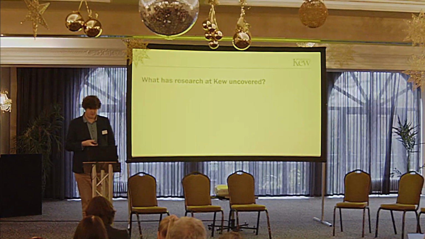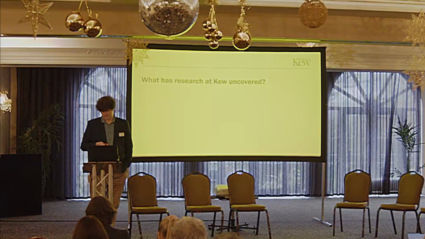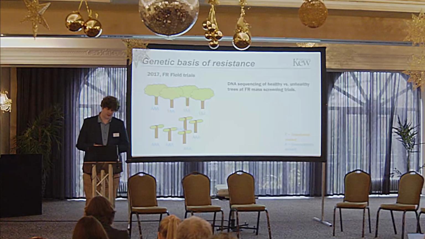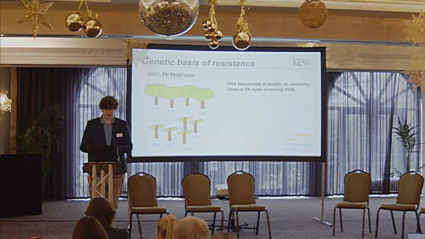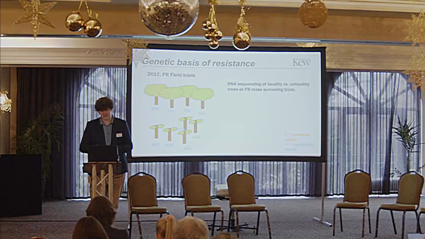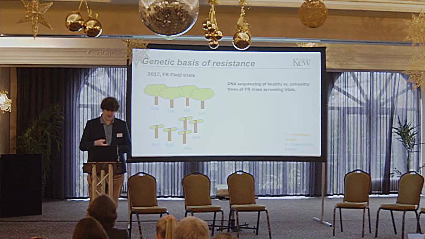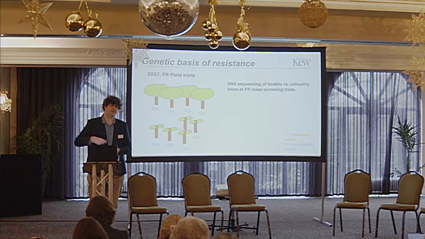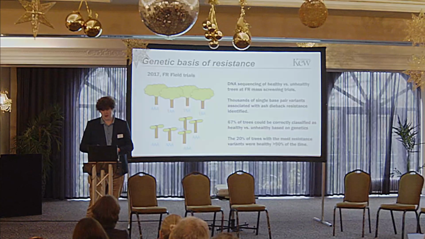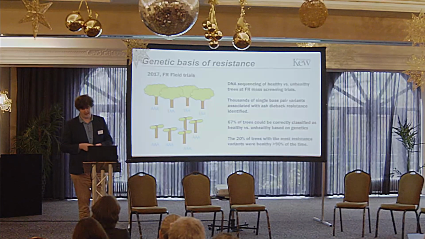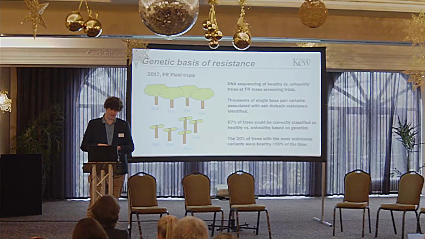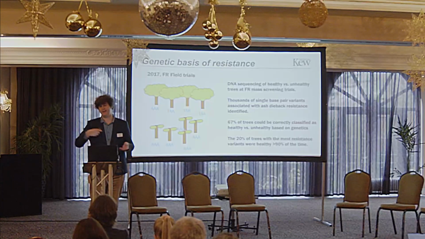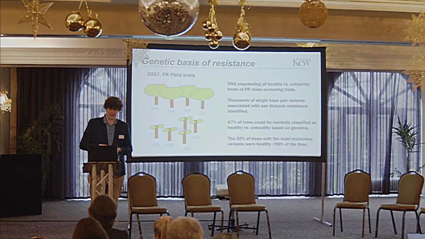So then, what has research at Kew uncovered? There's quite a few things to rattle through. Firstly, we took advantage of these field trials that Joe was mentioning in 2017, and did a lot of DNA sequencing of the unhealthy individuals and healthy individuals, and looked for genetic variants that seemed to be associated with being healthy. And that identified thousands of these single base pair variants associated with ash dieback resistance. So it's not just a single base pair or a couple of loci, it seems to be lots and lots of very small effect loci.